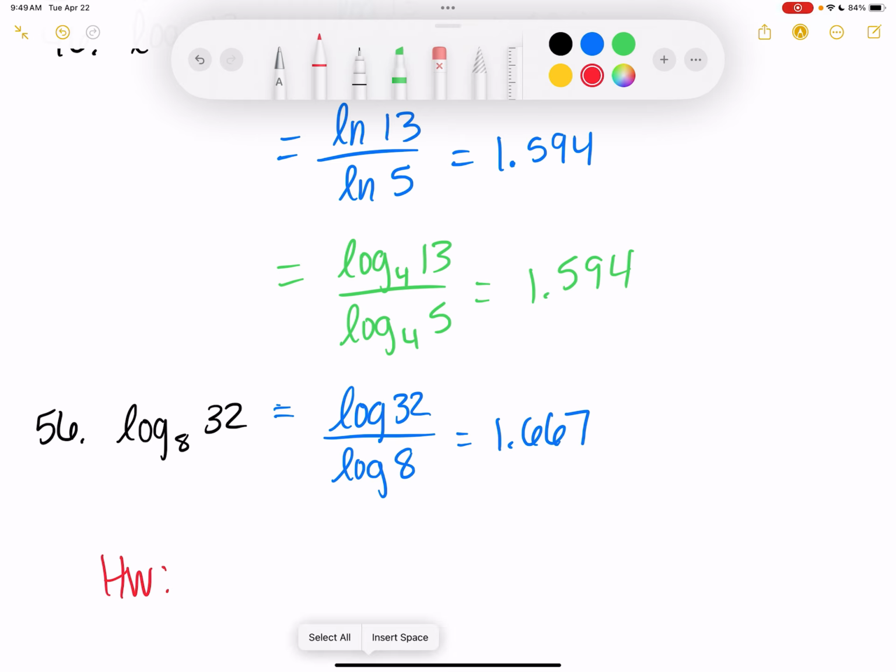All right. It's 15 through 41, every other odd. Just as a refresher, that means 15, skip 17, 19, skip 21, 23, and so on and so forth. And then 49 and 55 for change of base problems.